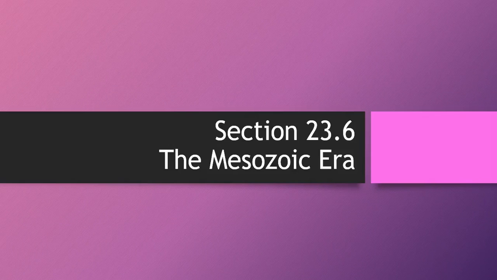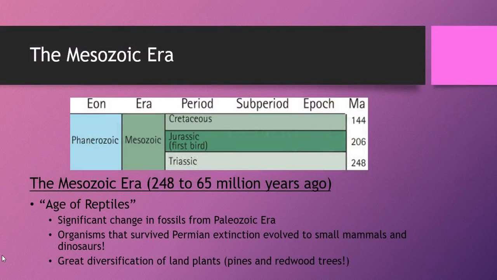Section 23.6, the Mesozoic Era. So the Mesozoic Era spans from about 248 to 65 million years ago, and it's considered the age of reptiles. This is when the dinosaurs existed.